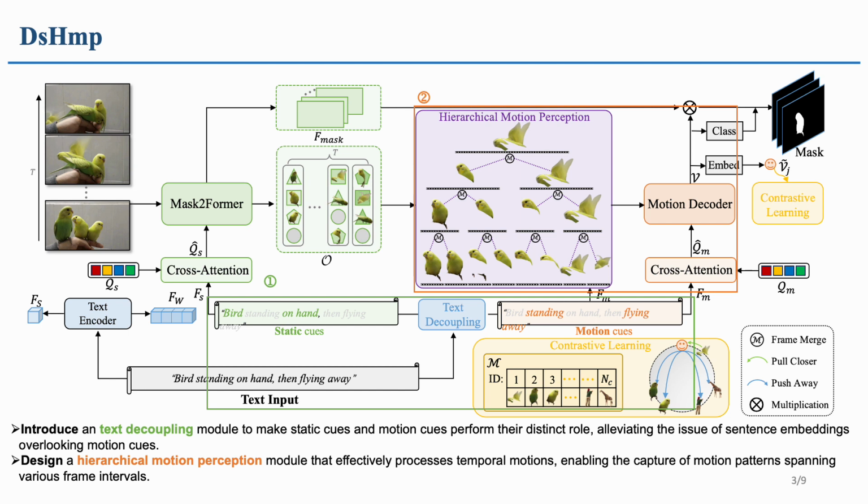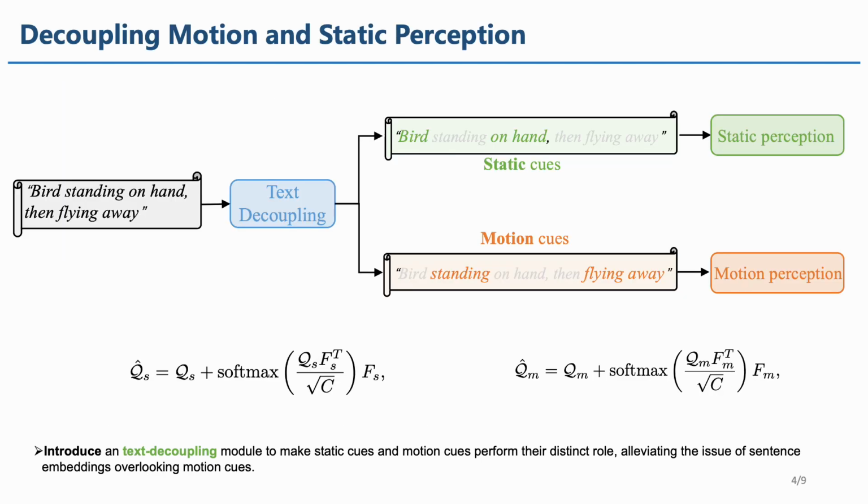First, we propose a text decoupling module to make static cues and motion cues perform their distinct roles, alleviating the issue of sentence embeddings overlooking motion cues. Second, we design a hierarchical motion perception module that effectively processes temporal motions, enabling the capture of motion patterns spanning various frame intervals. So what's text decoupling?